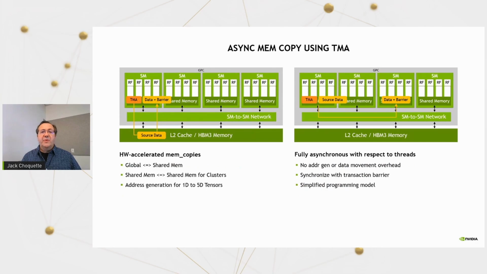Hopper also accelerates memory copies using its new TMA unit. The TMA unit is able to do asynchronous memory copies between global and shared memory, as well as shared memory to shared memory copies between blocks in a cluster. Using the new memory transaction barrier, it can do copies with minimal latency.